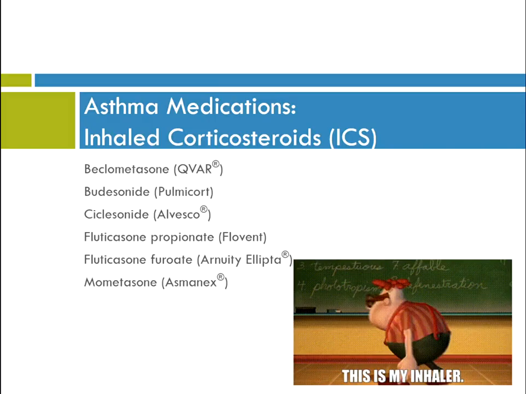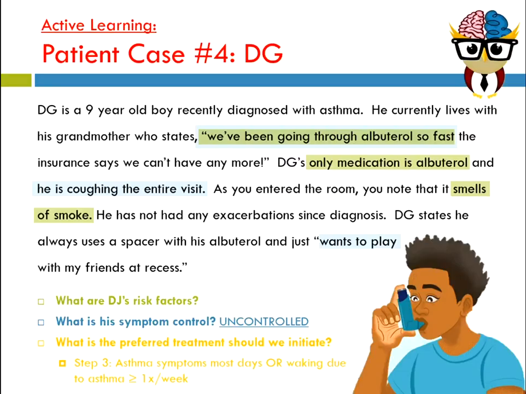What questions do you guys have? Yes. Second question. So the blue ones. Albuterol so fast. Coughing the entire visit, so daytime symptoms. Wants to play with his friends, which implies activity limitation. You can watch it on the recording, but please take a picture. Okay, so it is color coded for that very reason. The greens are the risk factors, the blues are symptoms, the yellows.